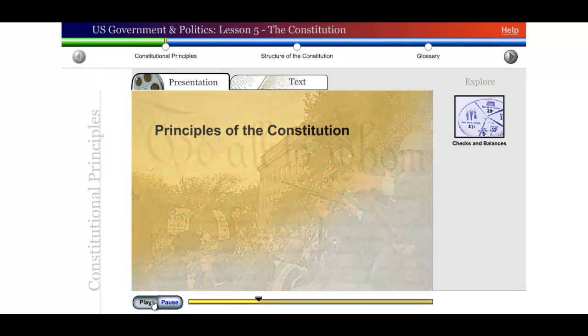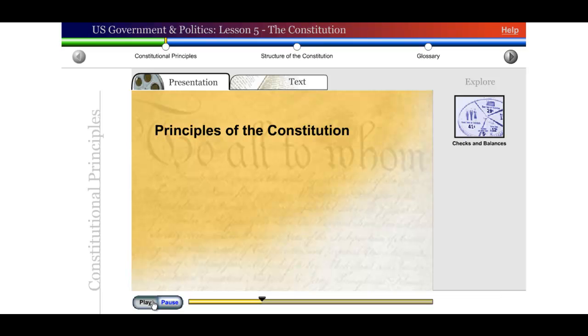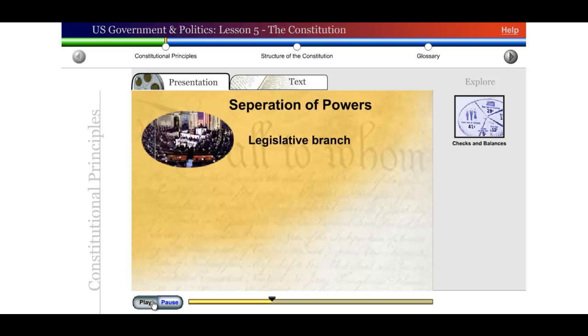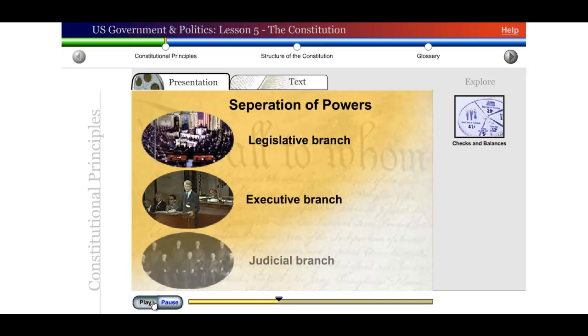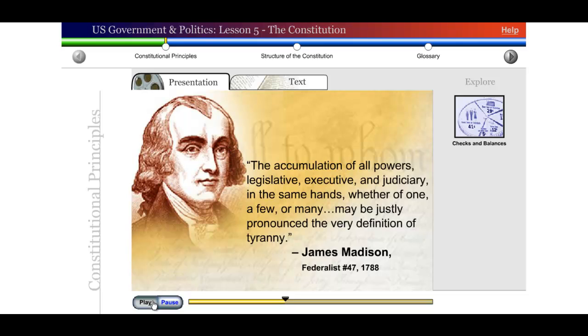The concept of separation of powers is another very important foundational principle for our government. Based on this principle, the Constitution divided the power of the national government between the legislative branch, made up of the Congress, the executive branch, which is the President, and the judicial branch, which consists of the Supreme and federal courts. "The accumulation of all powers, legislative, executive, and judiciary, in the same hands, whether of one, a few, or many, may be justly pronounced the very definition of tyranny." James Madison, Federalist No. 47, 1788.